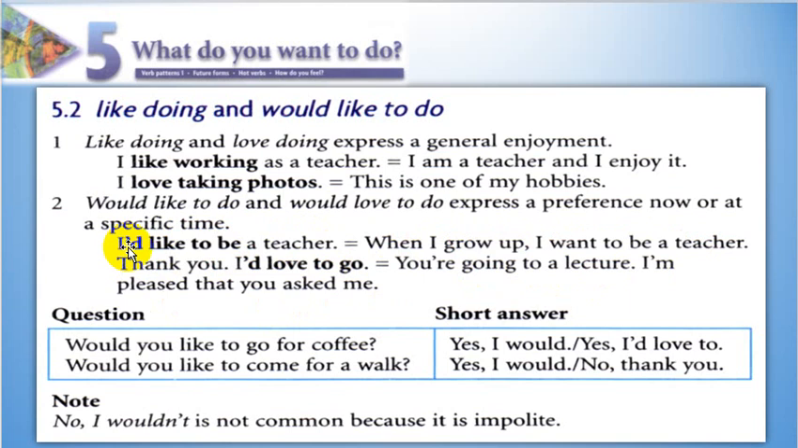So the form would like plus to plus infinitive or would love plus to plus infinitive is used to express a preference now or at a specific time. And this is in positive statements. In questions, the question will begin with would you like to go, would you like to plus the verb, or would you love to plus the verb. As in the example, would you like to go for coffee? The short answer is yes, I would. Yes, I'd love to. Would you like to come for a walk? Yes, I would.